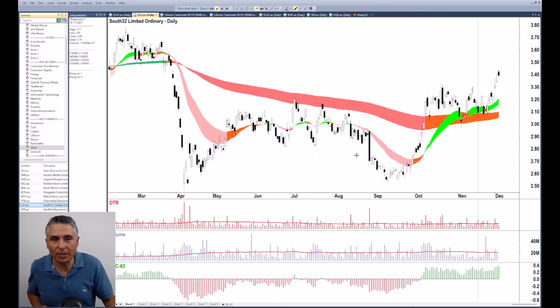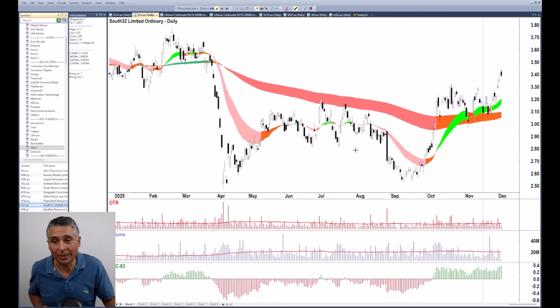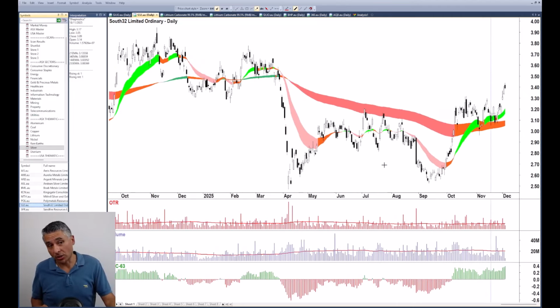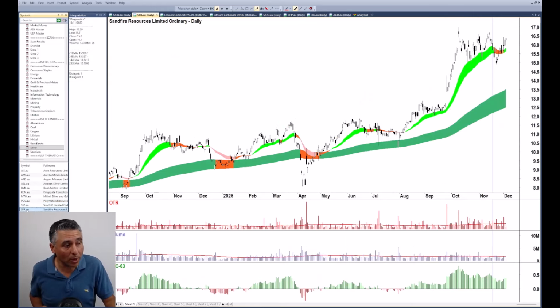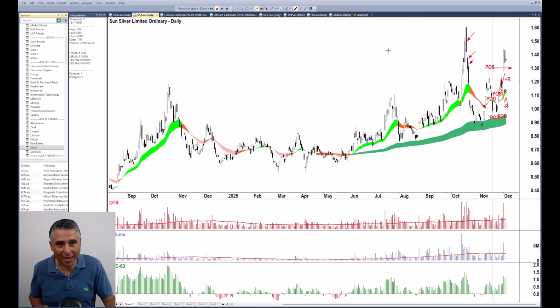South 32, is silver the main game? No, it's not, but it is certainly one of the largest silver producers in the world. That one looks pretty solid. I could certainly go 7, 7.5, maybe even 8 out of 10. That looks very, very solid there. More of a turnaround setup, but it is holding that long-term uptrend ribbon really well. Sandfire, again, mainly a copper producer, but silver is a byproduct of what they do. That one looks very, very good, but more with a copper angle.